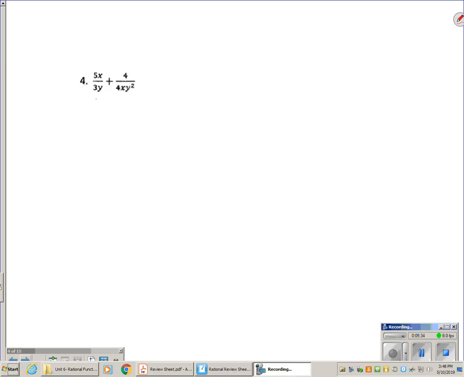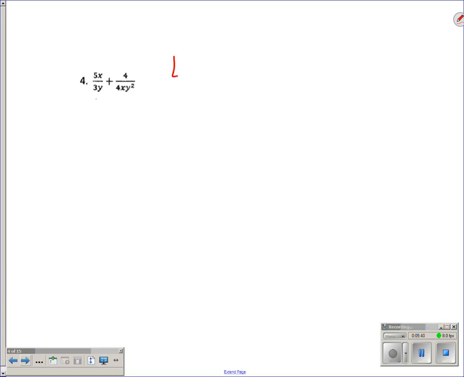All right, moving on to number 4. We're adding now. Okay, so when I add, I got to get a common denominator. So let's figure out what the lowest common denominator is in this problem. What we need to multiply the left and right side by. Well, what they share in common is this has a y and this has one y. So the only thing they have in common is one y.